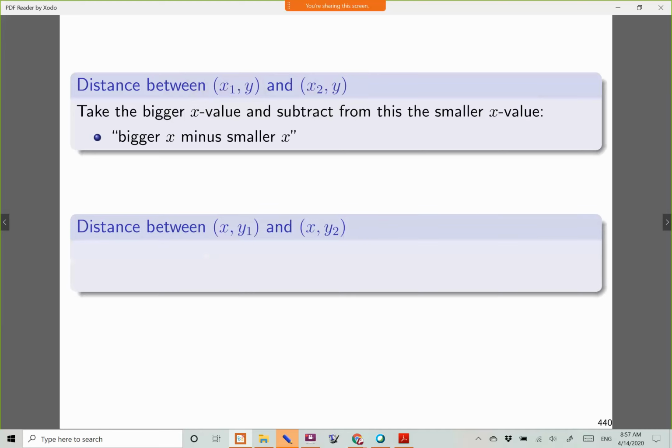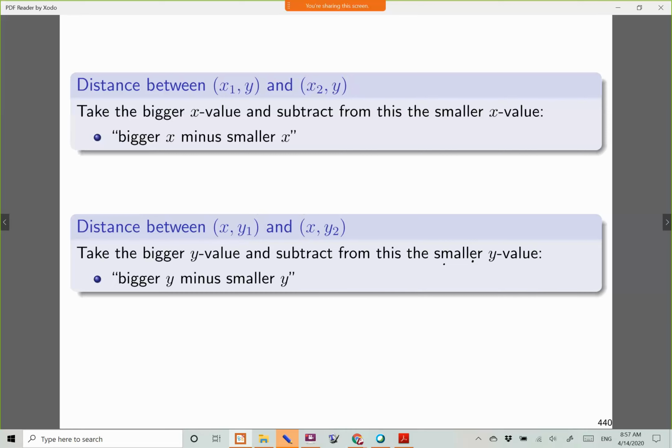And we won't go through this in detail, but you can imagine, no surprise, if you had a point (x, y1) and a point (x, y2), so the 2 points share the same x coordinate, now the formula for distance should be bigger y minus smaller y, right? I think that seems to make sense here.